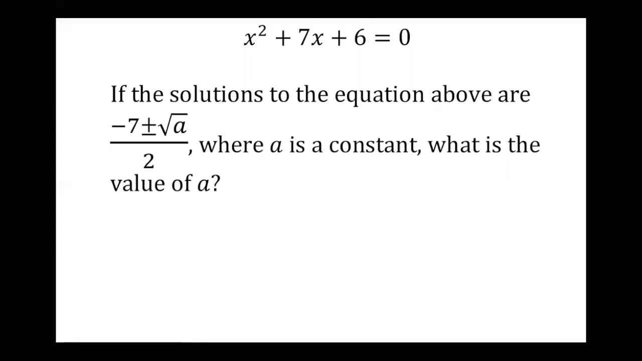But here we go. Our first question: x squared plus 7x plus 6 equals 0. If the solutions to the equation above are -7 plus or minus the square root of a, over 2, where a is a constant, what's the value of a? What you might notice about this is it kind of looks like that quadratic formula, and that's what we're going to need here.